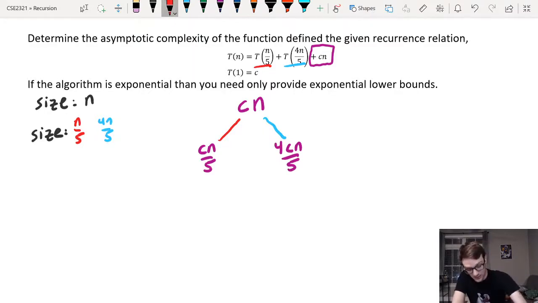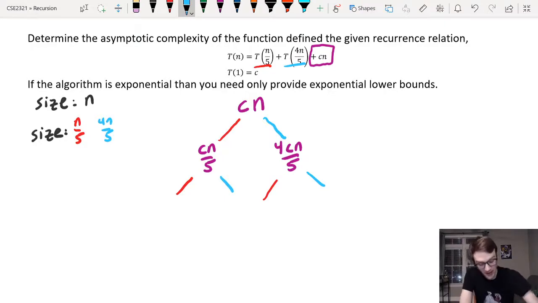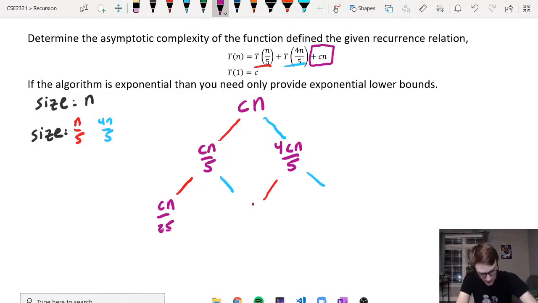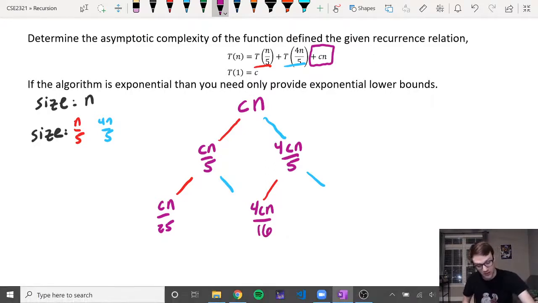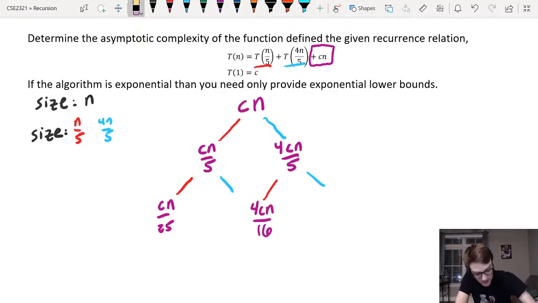Each of those will then splinter again. I'm going to keep using a red line to denote the n over 5 branch and a blue line to denote the 4n over 5 branch. So when I go to the left from cn over 5, what am I doing? I'm taking cn over 5, or the size there, n over 5, and dividing it by 5 again. Every time I take a red path, I'm going to be dividing by 5. So here I get cn over 25, and for the other red path, I'm taking 4cn over 5 and dividing it by 5. So we get 4cn over 25. We're taking the size of that problem, which was 4n over 5, and dividing it by 5. Oh, sorry, that should be 25. I apologize.